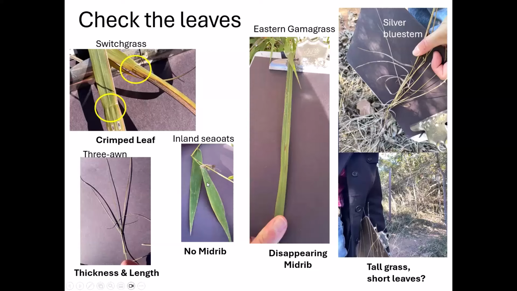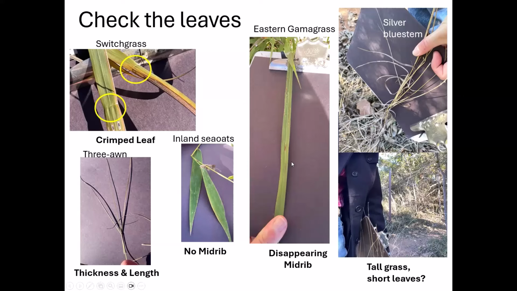Some grasses don't have leaf margins or leaf midribs at all. This is an example of inland sea oats. Around here, it doesn't really have that much of a midrib. Some grasses have a disappearing midrib. So this grass right here is called Eastern gama grass. This grass tends to grow near water where I'm at, though not always. And it has a very prominent midrib until it just suddenly disappears. It has very long leaves as well.